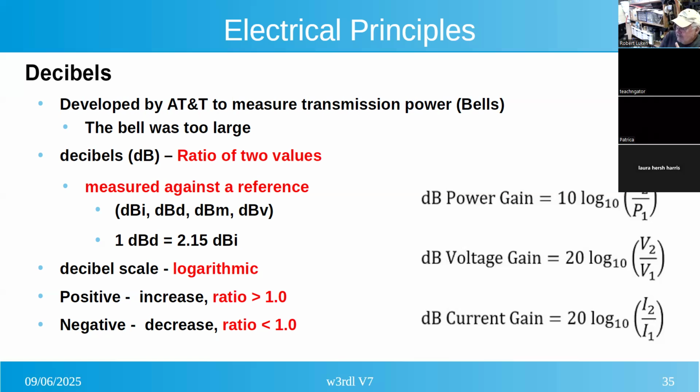So if the ratio was 4, it's going to be 6 dB. If the ratio was 10, it's going to be 10 dB. If the ratio was 100, it's going to be 20 dB. So you can probably see where that's going. And when we go with the smaller numbers, it's the same way. You're going to get a -3 or -6, a -10, a -20, a -30.